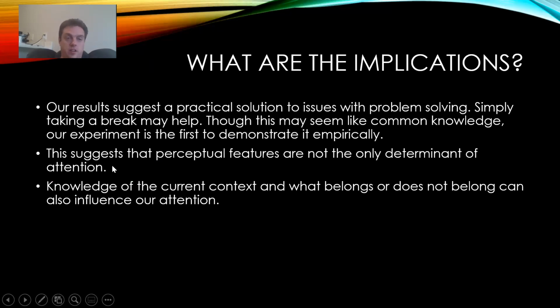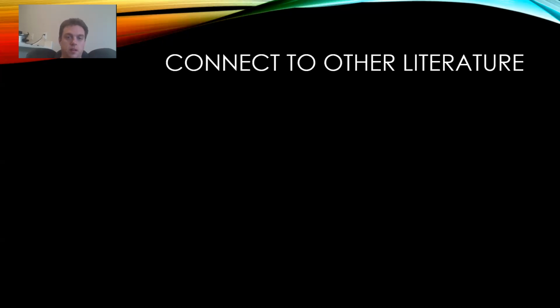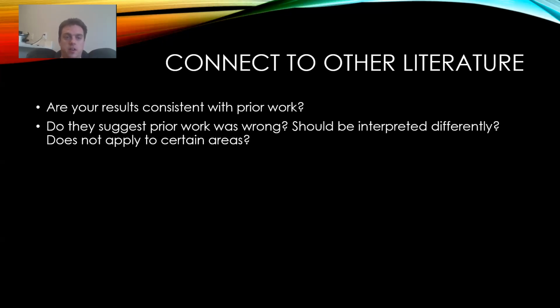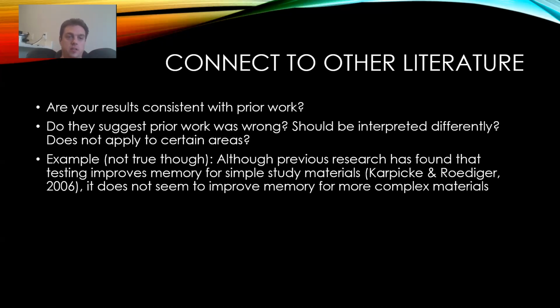Another example with the attention stuff. This suggests that perceptual features are not the only determinant of attention. Knowledge of the current context and what belongs or does not belong can also influence our attention. So again, what are these things? What do these results tell us? And how can we use them? Okay, so along with these sections is also connecting it to other literature. So are your results consistent with prior work? Do they suggest that prior work is wrong, should be interpreted differently, does not apply to certain areas?